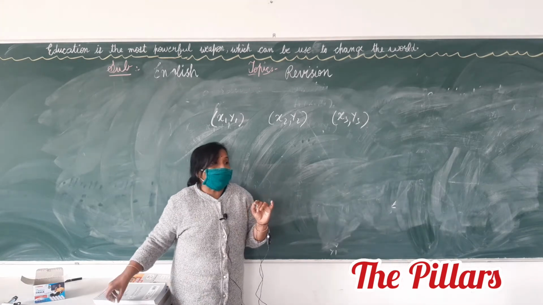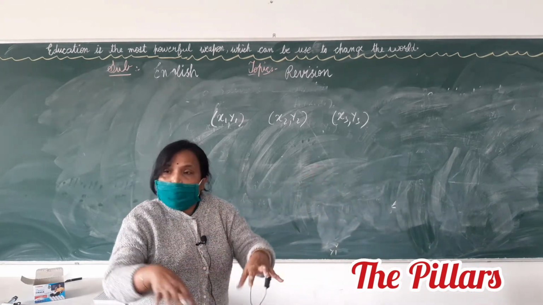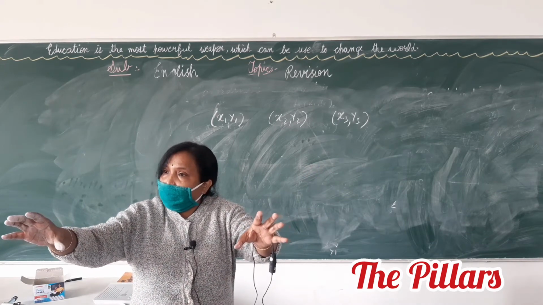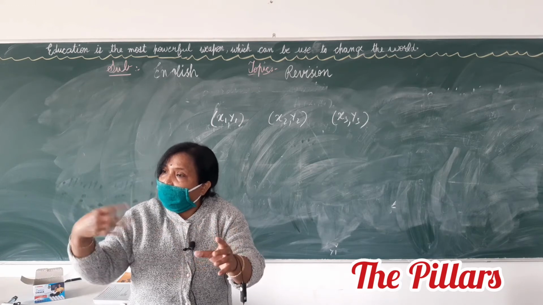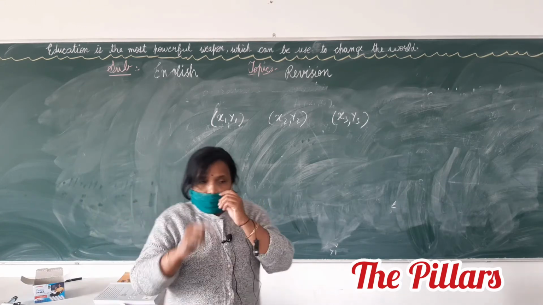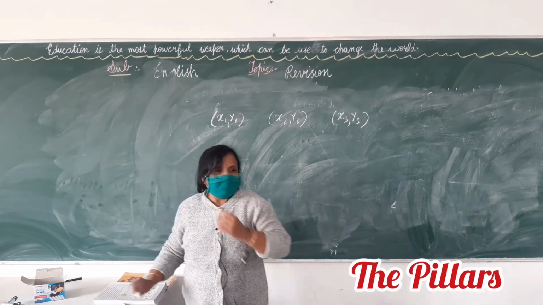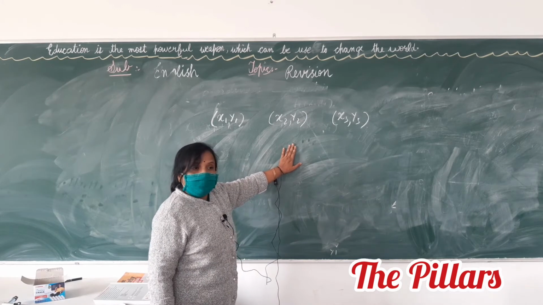You might get a question. Find the value of x if these 3 points are collinear. So if these 3 points are collinear, that means the area of this triangle will be 0. Take this concept and proceed. Clear?